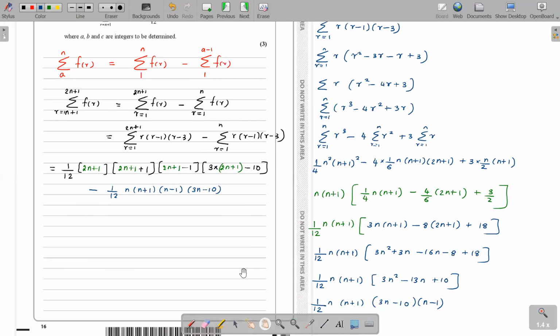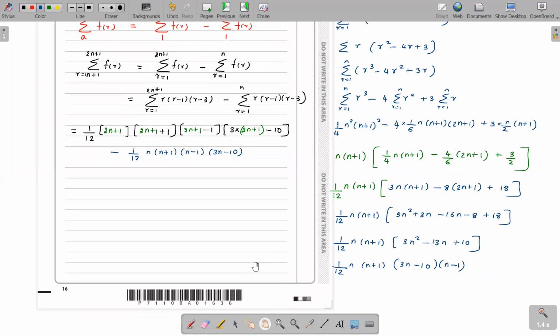Okay, so then what we'll do here is 1 over 12. Let's simplify inside each bracket. 2n plus 1 plus 1 becomes 2n plus 2. Are you following me? I'm going through this in order. 1 over 12 into 2n plus 2. This one, 2n plus 1 minus 1: plus 1 minus 1 cancels, right? Into 2n. The other bracket, of course, you have to open.